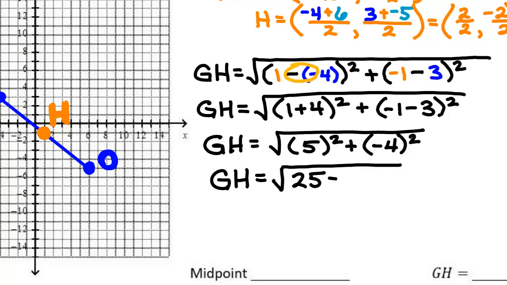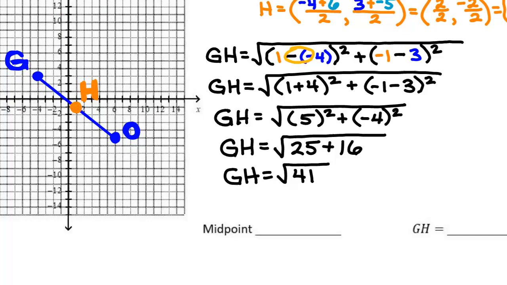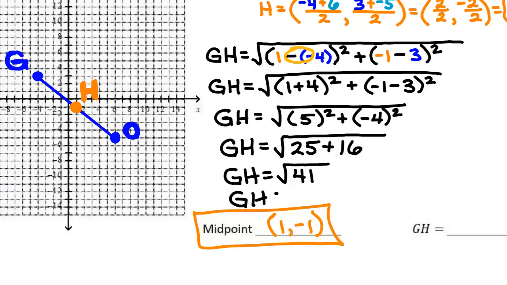5 squared is how much? 25 plus, what is negative 4 squared? 16. Please don't forget to continue writing the square root symbol over your numbers. We get the square root of 41. And what is that when you put that into your calculator? I didn't hear. What did we say? 6.403. Yes.